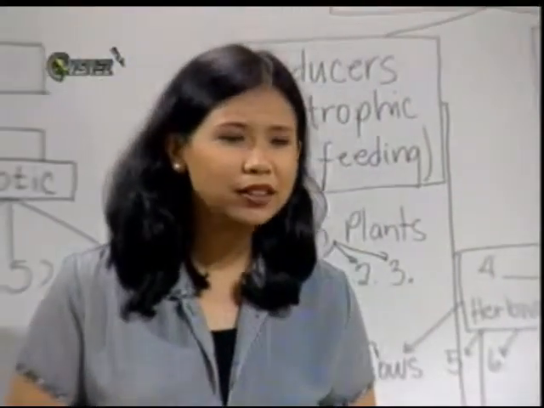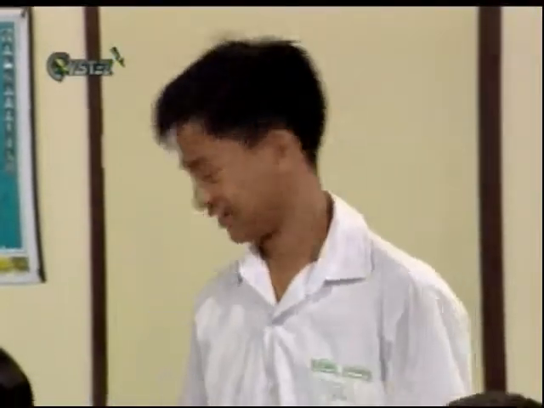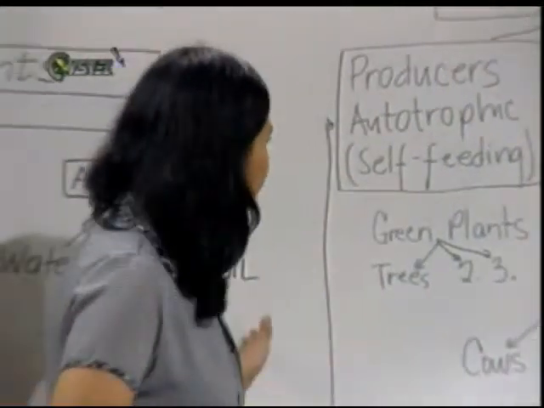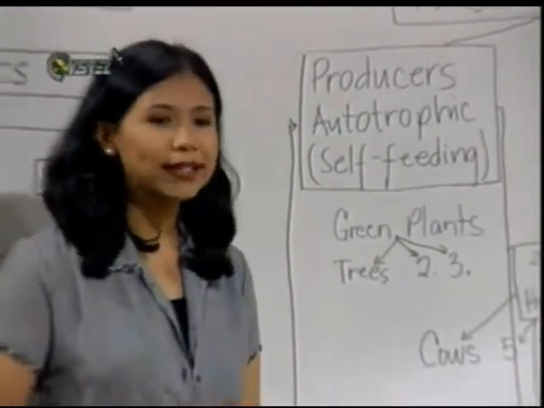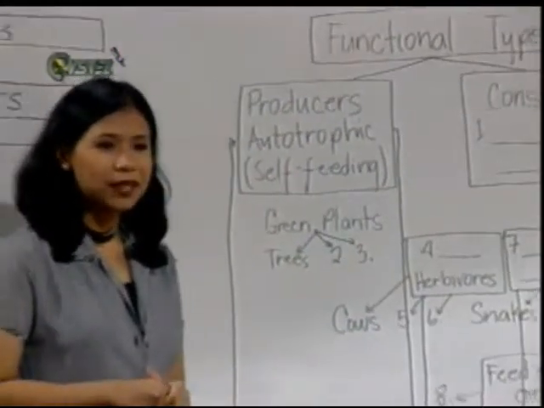Okay, what about non-living things? Let's see. Alex? Water, soil, and wind. Okay, now, look at the diagram. From this diagram, what are the plant-eating animals or herbivores? Let's see, Lloyd. Cows, rabbits, and grasshoppers.